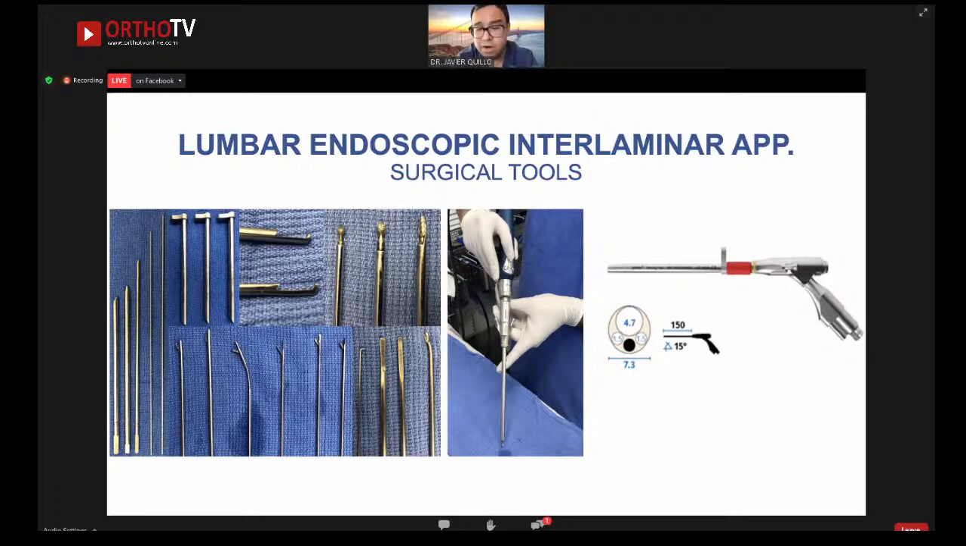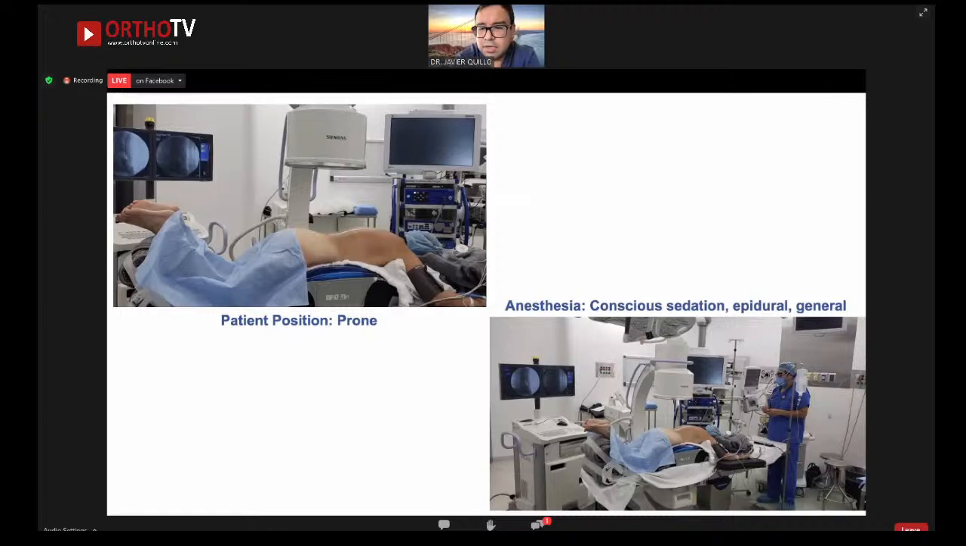So we have special endoscopes or lenses to approach via interlaminar. And we have different obturators, different working sheaths, different tips of Kerrison, different tips of burrs, and different surgical tools to remove, retract, or dissect. The patient position is prone, as in other posterior approaches.